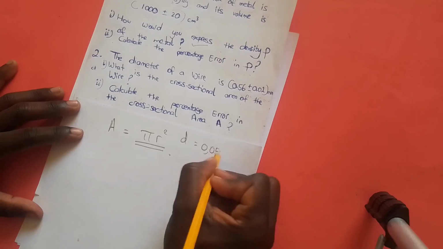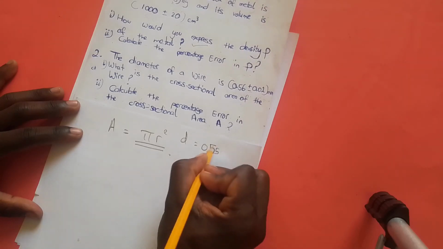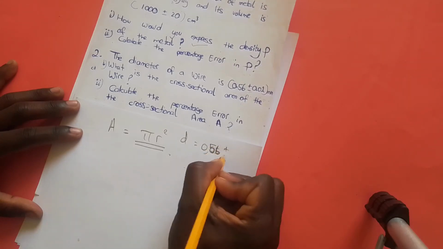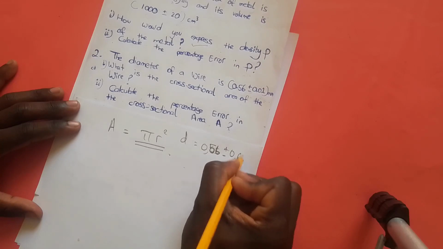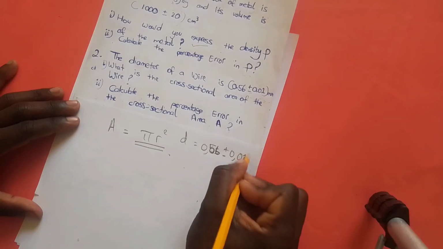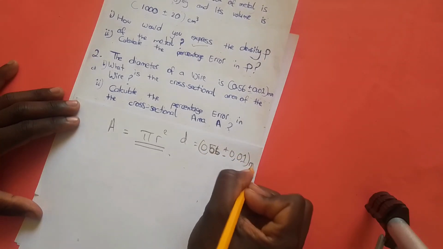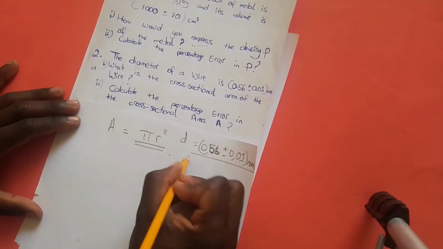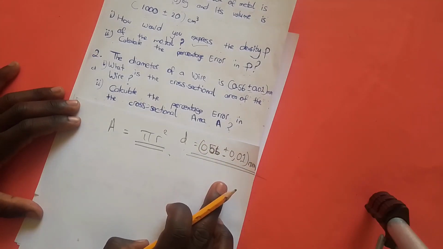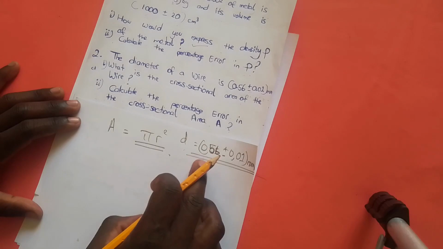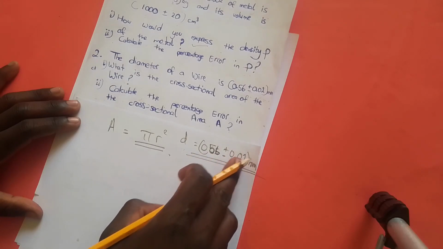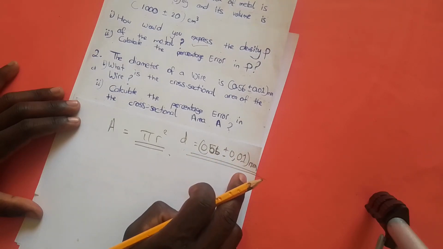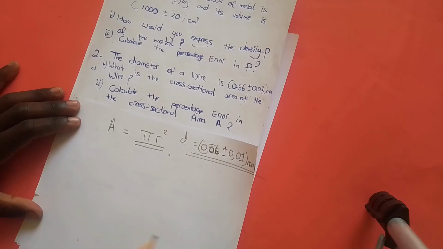Apologies, my error. D is equal to 0.56 plus or minus 0.01 millimeters. Okay, so this is D. The question is giving us D, which is 0.56 plus or minus 0.01 millimeters, right? And the question is demanding that we calculate the cross-sectional area of the wire.